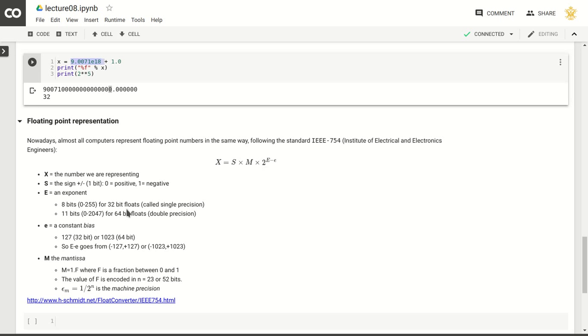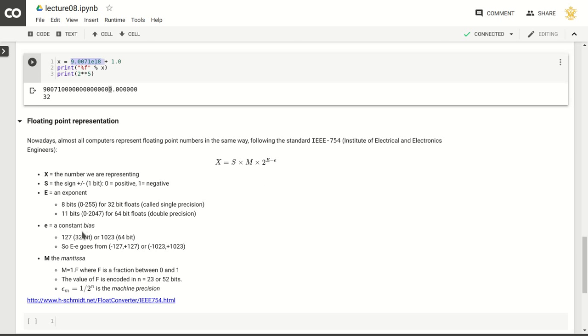So we'll have big E, which is an exponent, which can be either 8 bits or 11 bits for single precision and double precision respectively. So that means that this can be between 0 and 255 for single precision floating point numbers, and can be between 0 and 2046 for double precision. Okay.